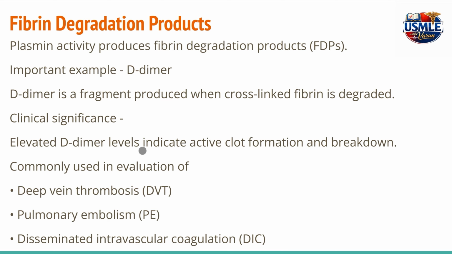When fibrin is degraded, D-dimer is produced. D-dimer is an example of fibrin degradation products. It is a marker of active clot formation and breakdown. Clinically, D-dimer is used to evaluate cases of DVT, pulmonary embolism, and disseminated intravascular coagulation.